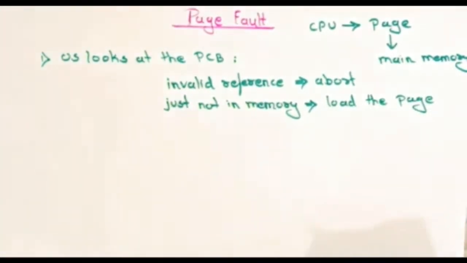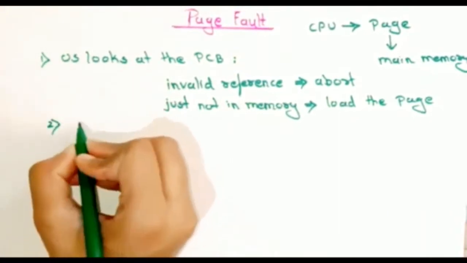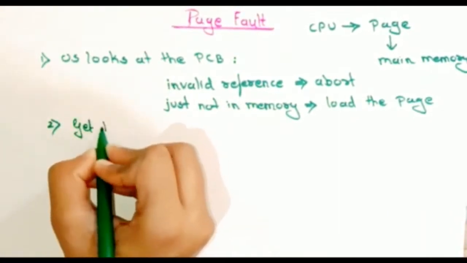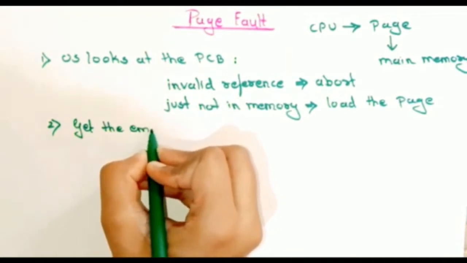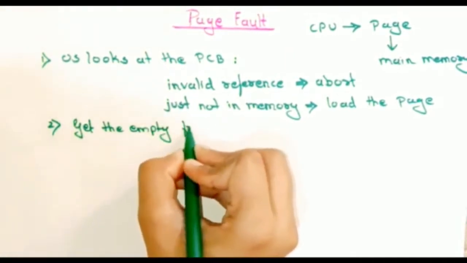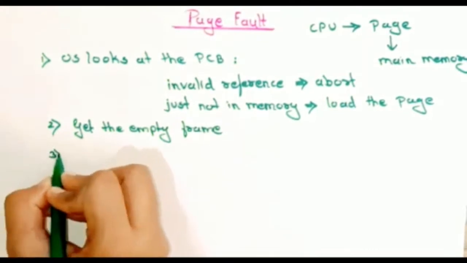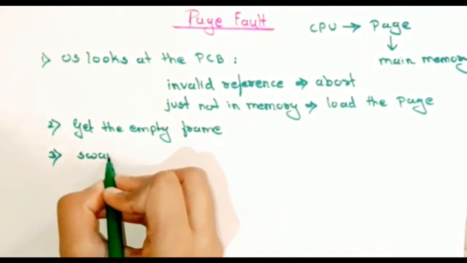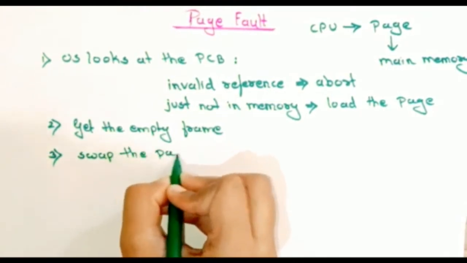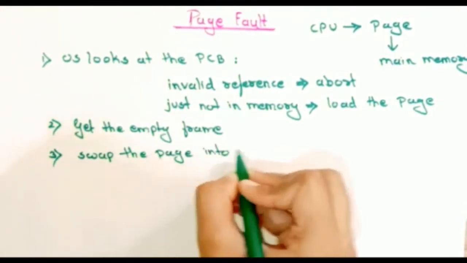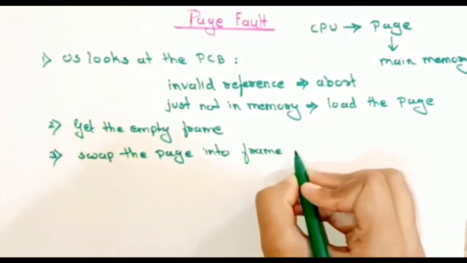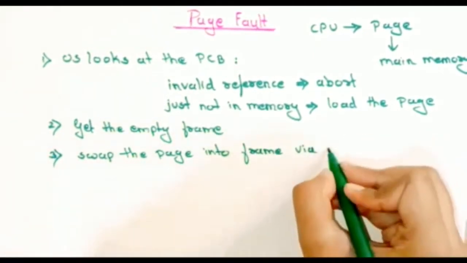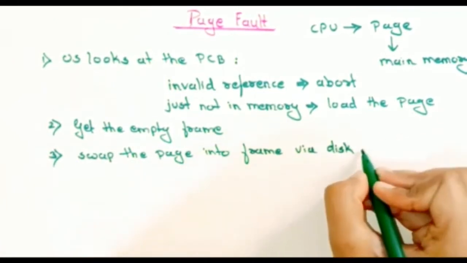Now, how will the page be loaded in the main memory? First, it gets an empty frame from the secondary memory. Then it swaps the pages into the frame through the disks, meaning secondary memory.